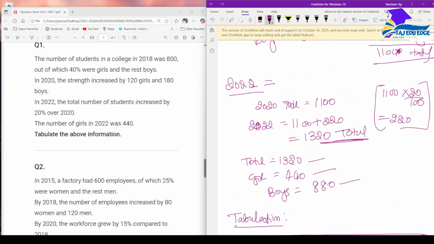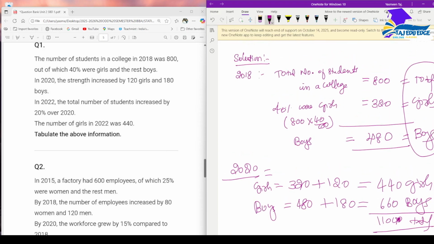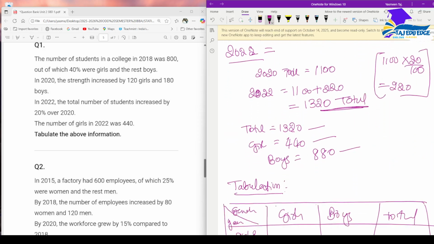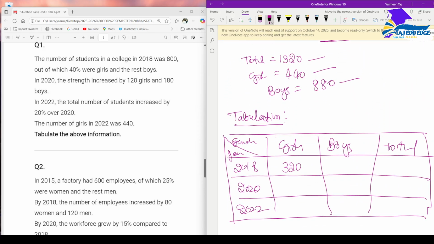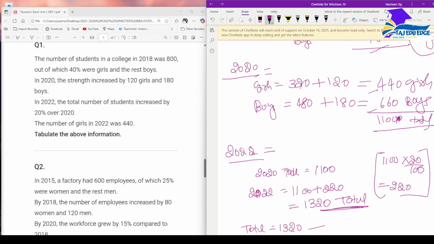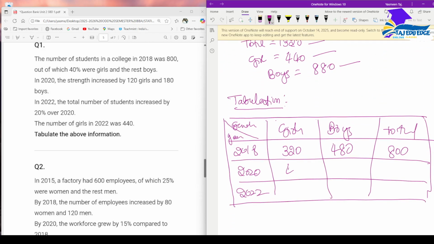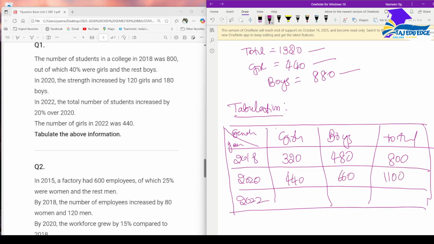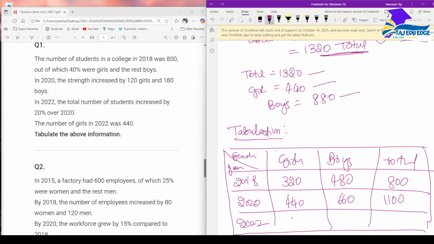In the year 2018, how many girls were there? Let's see. 320 girls, 480 boys. Total 800. Next, in the year 2020, 440 girls, 660 boys. That is 1100 total. In the year 2022, 440 girls, 880 boys, total 1320. So this is how we need to tabulate it.